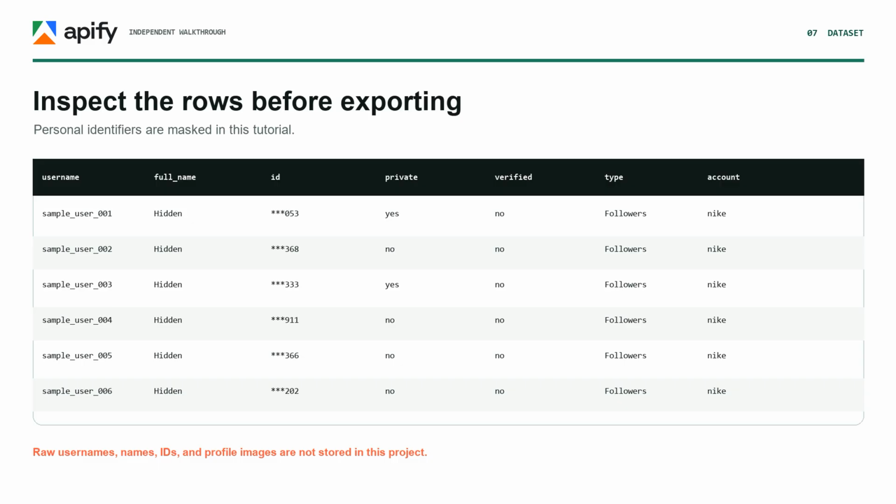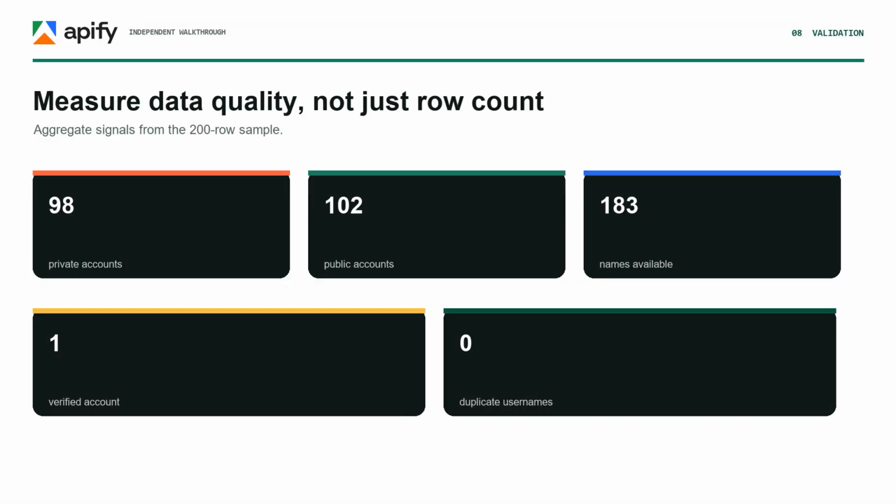Public availability does not remove your responsibility to use the data for a legitimate purpose and minimize unnecessary personal information. Before exporting, validate the dataset. In this sample, 98 accounts were private, 102 were public, 1 was verified, 183 included a name, and no duplicate usernames were detected. Also, check malformed IDs and whether the rows are relevant to your intended analysis.